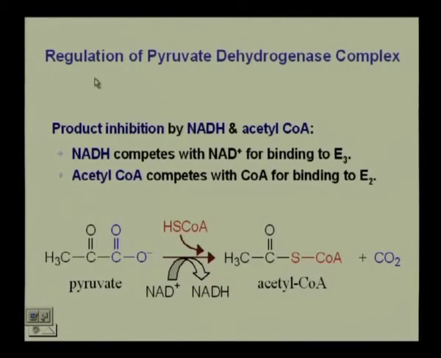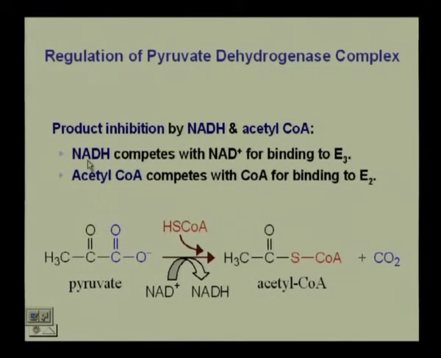So, now we have to think that there has to be a regulation of this complex as well, for the complex to act correctly. Now, when we have E3, NADH competes with NAD plus for binding to E3. So, it is inhibited by the product. E3, where did E3 come into the picture? We had FAD going to FADH2, right? And since NAD plus came into the picture there to form NADH, it competes with NAD plus for binding.